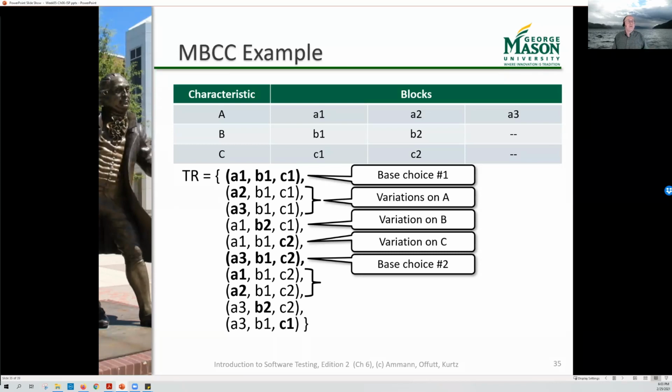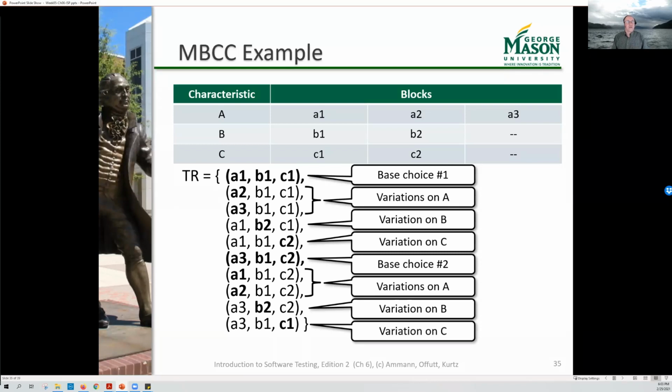Now I'm going to do the same exact process. I'm going to iterate through my other choices of A, then I'm going to iterate through my other choices of B, and then I'm going to iterate through my other choices of C. And you can see now I've gotten myself more tests. If I want still more tests, I could come up with another base choice and then iterate on that again. And I can build my tests up to the point where eventually I reach all combinations. And you can't really have more than all combinations, right? That's your upper limit.